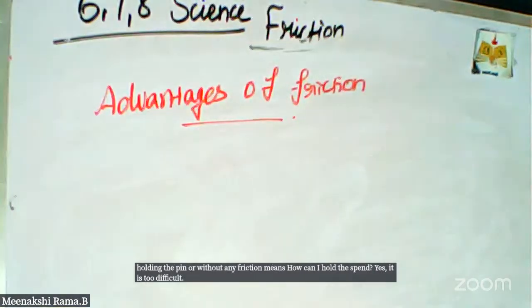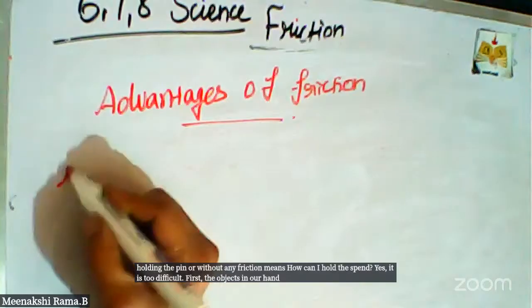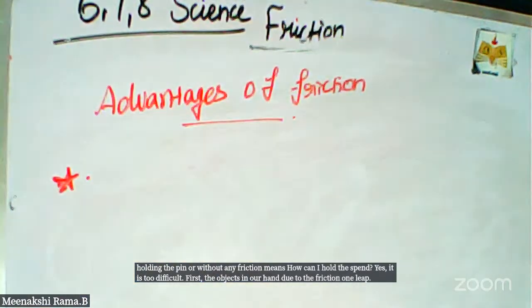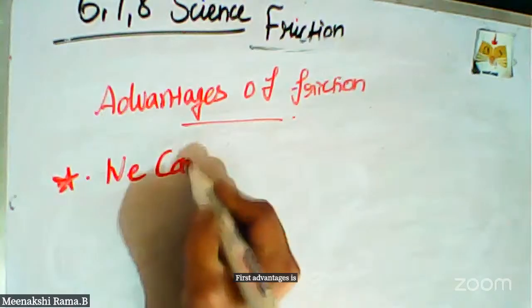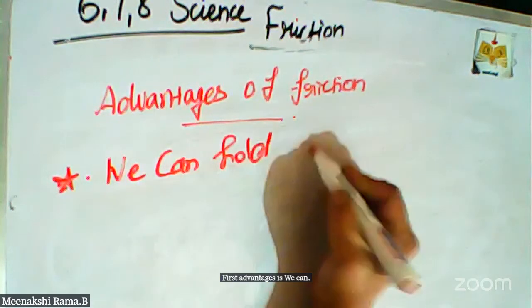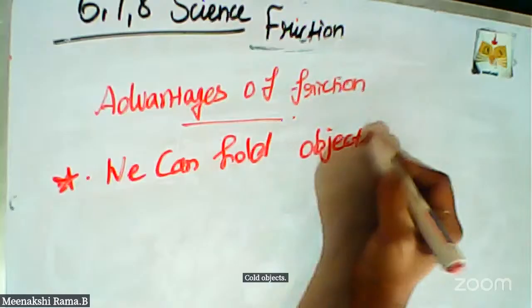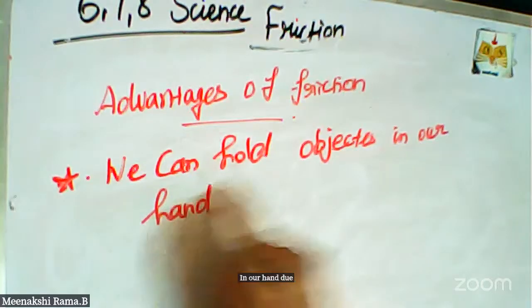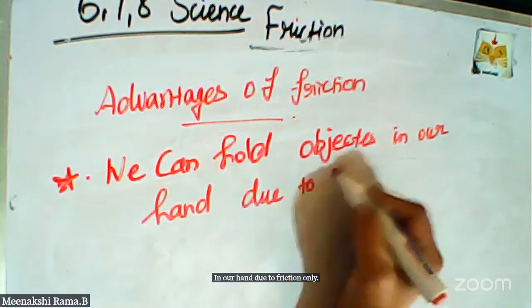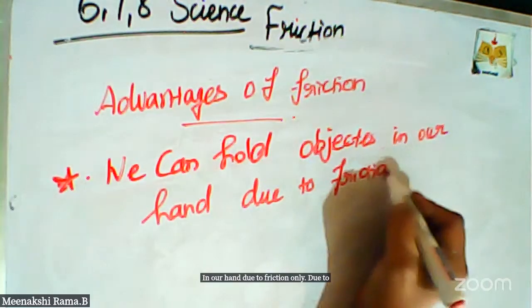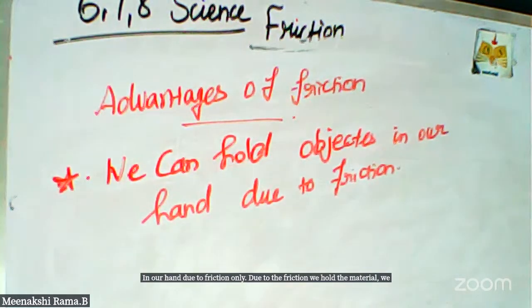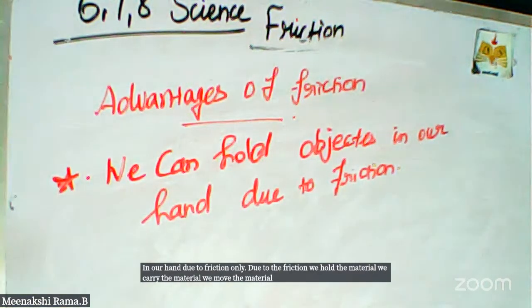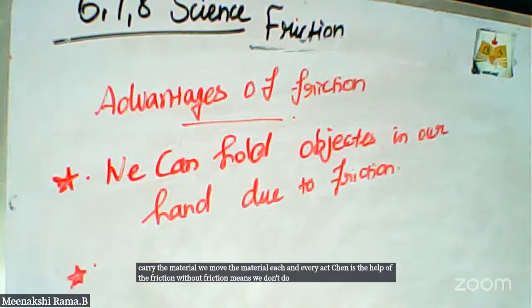First advantage: we can hold objects in our hand due to friction only. Due to friction, we hold the material, we carry the material, we move the material. Each and every action is with the help of friction. Without friction, we cannot do any work in our day-to-day life.